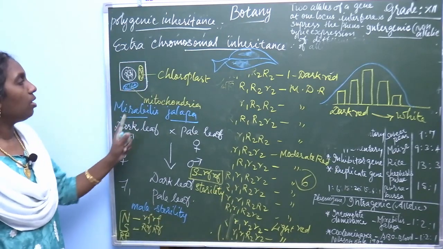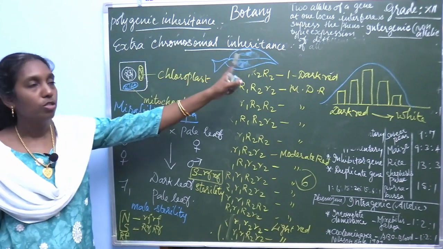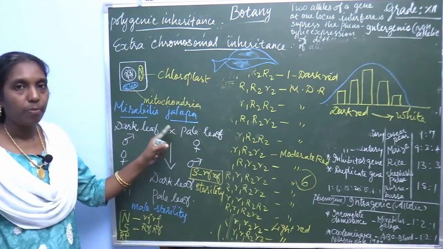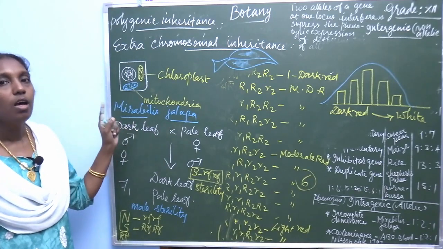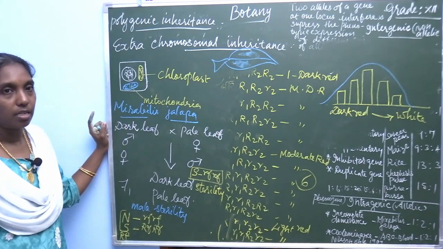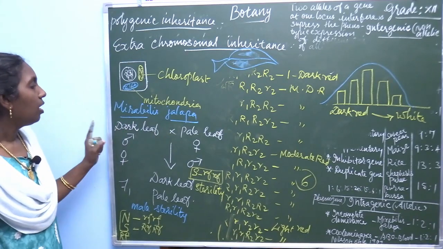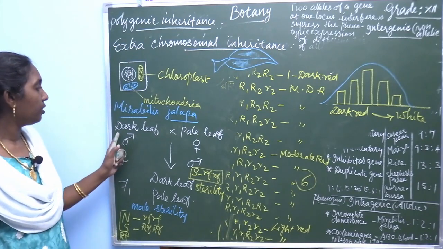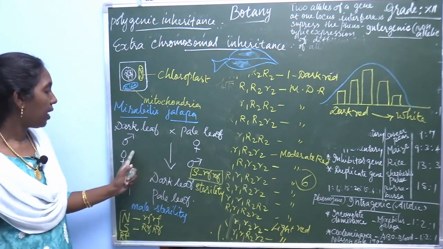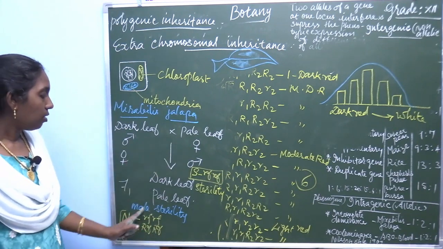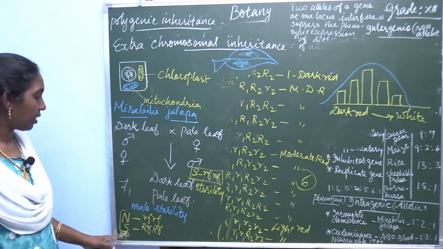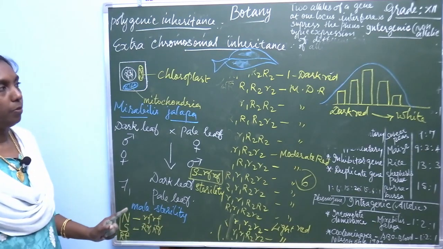Okay. So, this is extra chromosomal inheritance. One example is Mirabilis jalapa, commonly called the 4 o'clock plant. The example is leaf variation, dark leaf and pale leaf. Later, researchers found male sterility. These 3 genes are important.